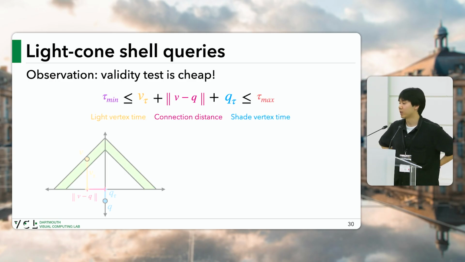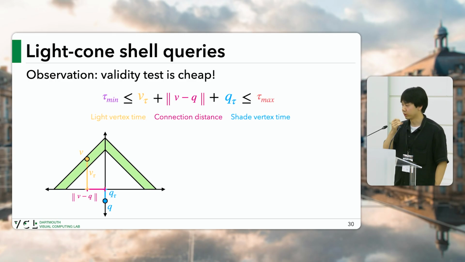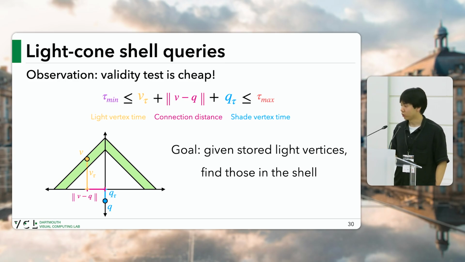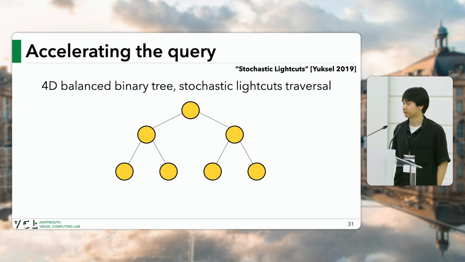For shell membership, we just have this one inequality where every term here is stored or is trivial to compute and doesn't require us looking at any geometry. So the whole problem now becomes a search. Among potentially hundreds of thousands of stored vertices, we want to find an important sample of the ones in the shell given a query shade point. And making that search fast is our second contribution.